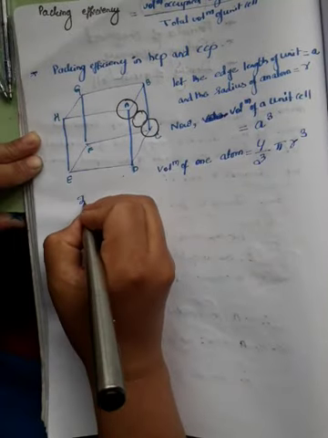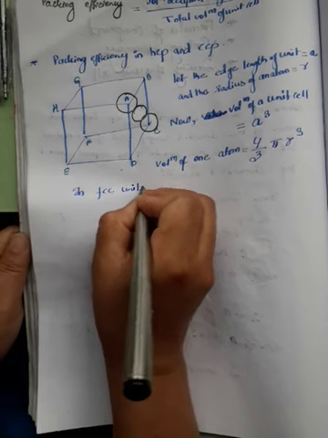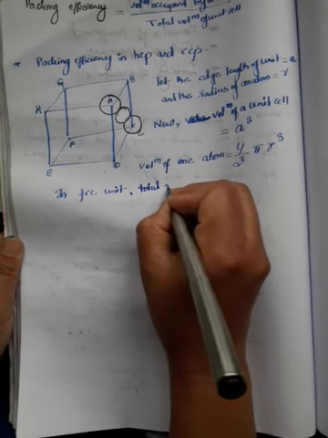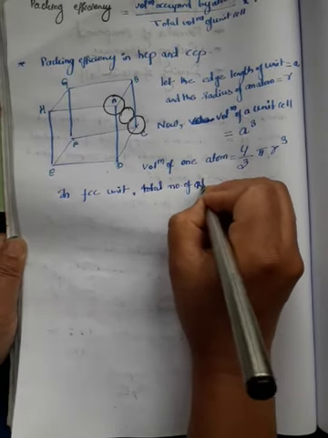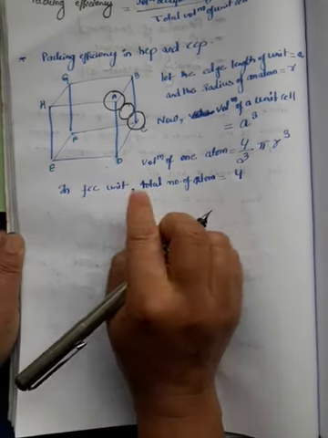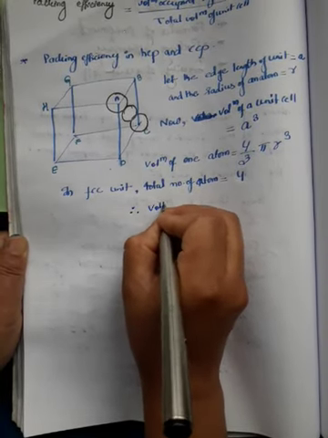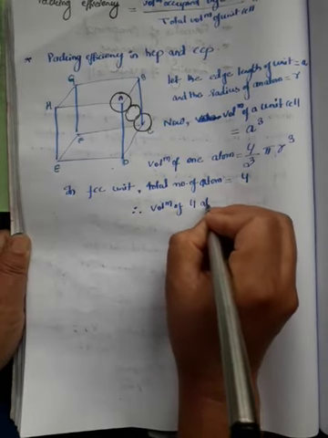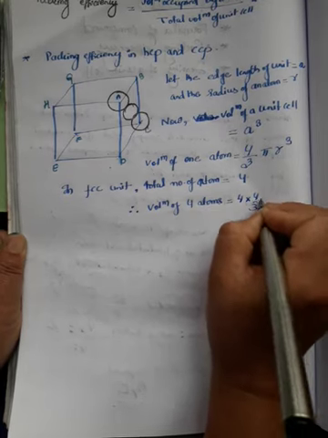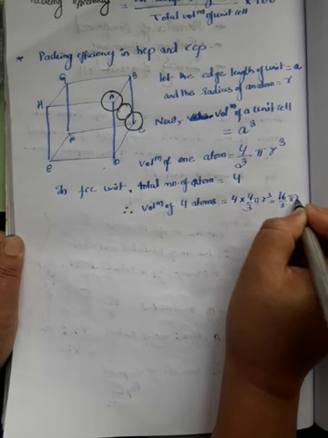Now in the face centered unit cell, what is the total number of atoms, the total number of particles present? We have already calculated, it is 4. How many atoms are there in one face centered unit cell? 4 atoms. Therefore, what is the volume of 4 atoms? It is equal to 4 into 4/3 pi r cube, which is equal to 16/3 pi r cube.